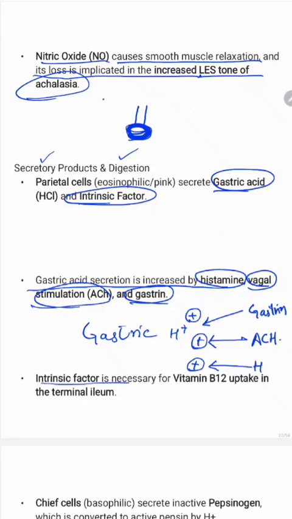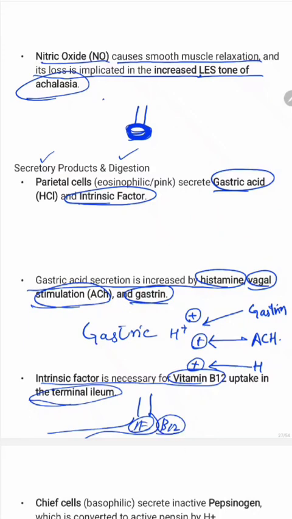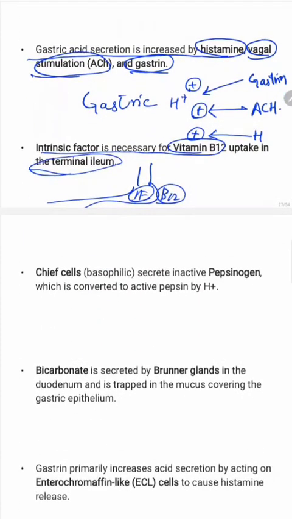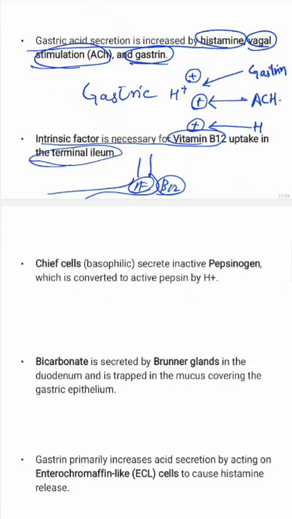Now, intrinsic factor is necessary for vitamin B12 uptake in the terminal ileum. Okay. Now, vitamin B12 is absorbed in the terminal ileum. You have to keep in mind that vitamin B12 is absorbed in the terminal ileum, but in the stomach, this intrinsic factor is bound to vitamin B12 and then it is carried towards the ileum and then in the ileum it is absorbed. Okay. Now, if there is intrinsic factor deficiency, so there is vitamin B12 deficiency.